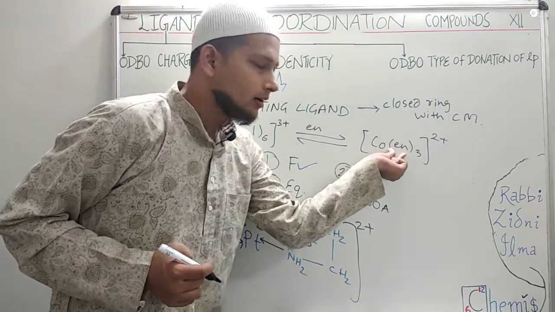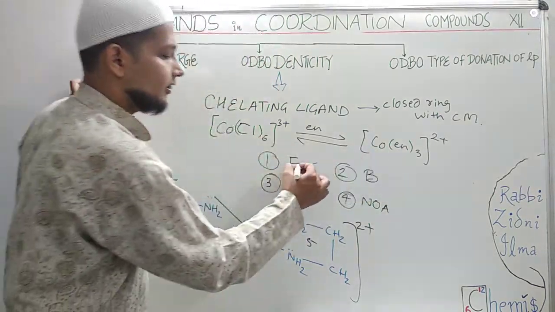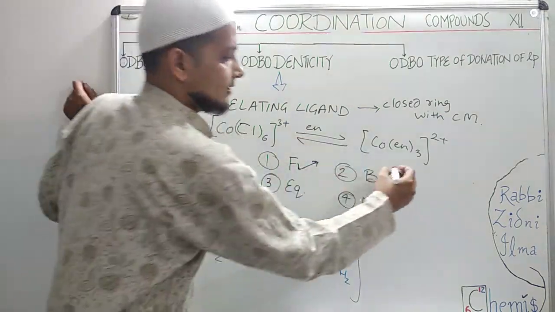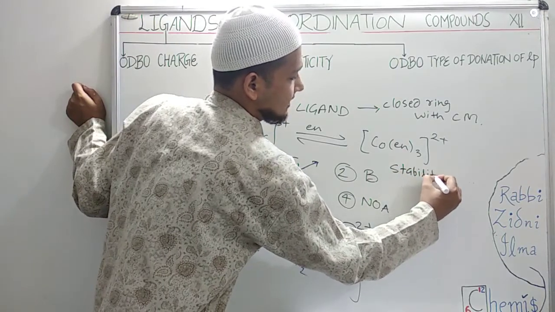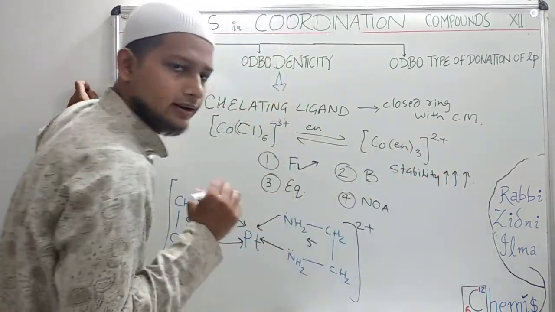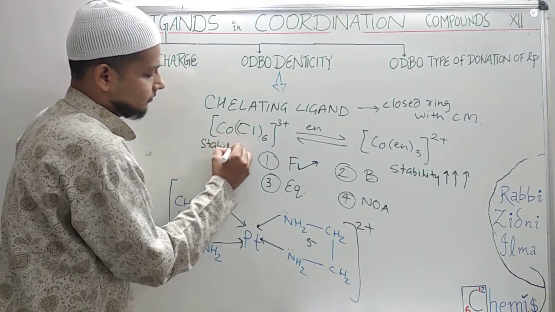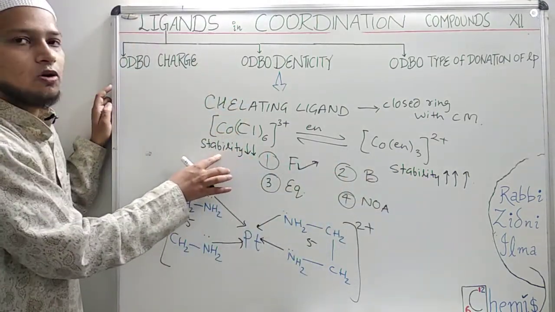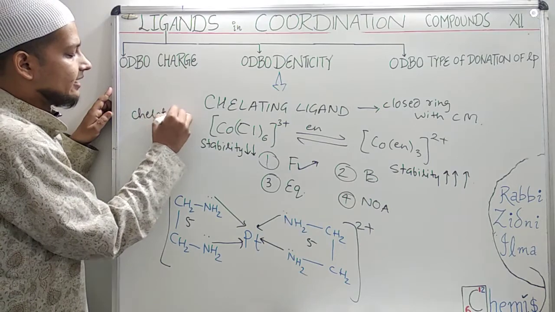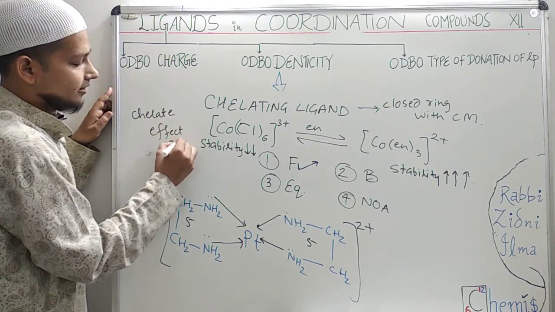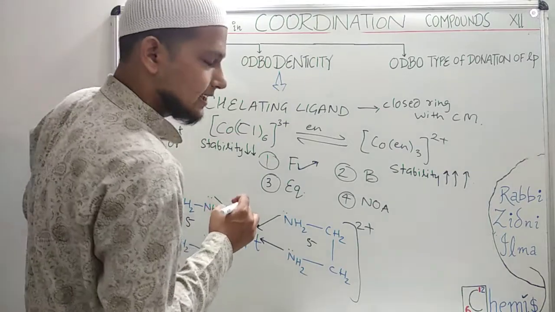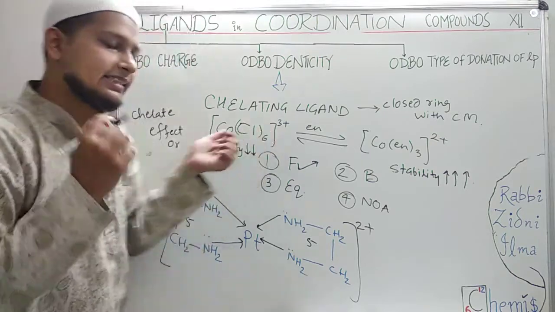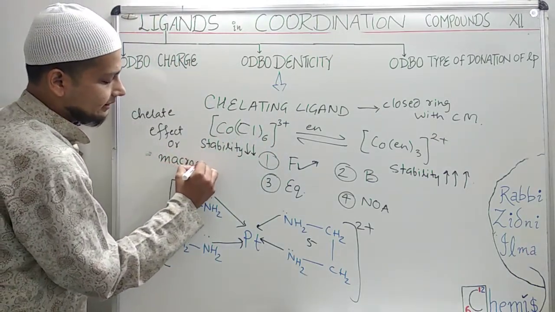So if you have En here, this reaction tends to go forward. It will go in the forward direction because the complex formed in the forward direction will be more stable. The stability increases with the addition of En, and the stability of this complex is less compared to this one. This overall effect is called chelating effect or chelate effect, or one more interesting name, the difference in the stability of complexes having chelating ligand in comparison to non-chelating ligand is also termed as macrocyclic effect.